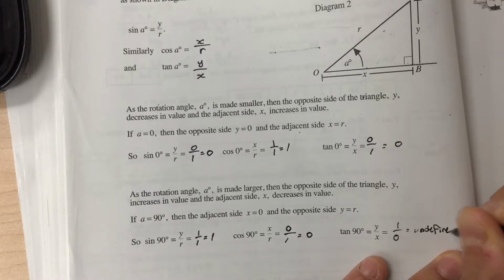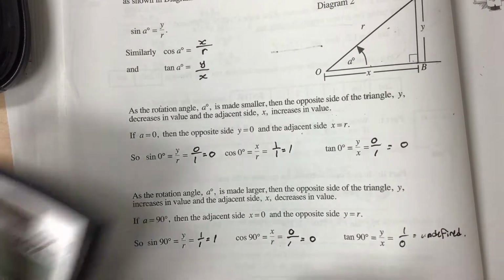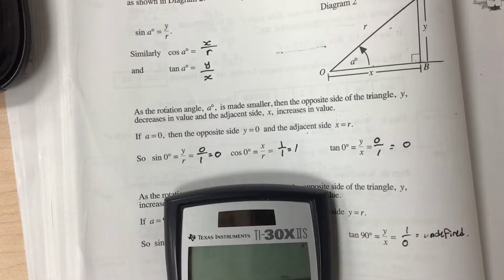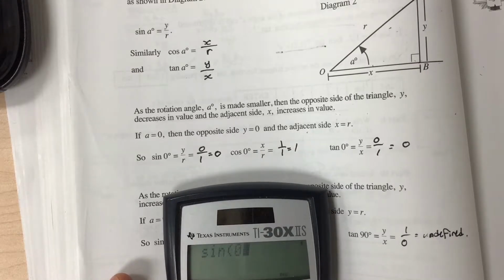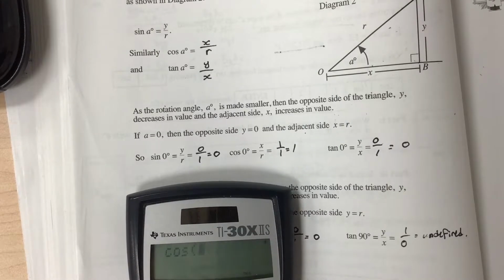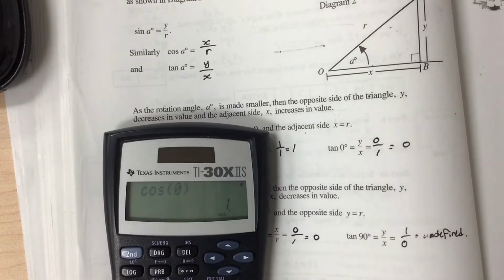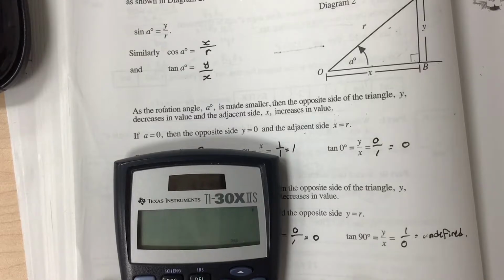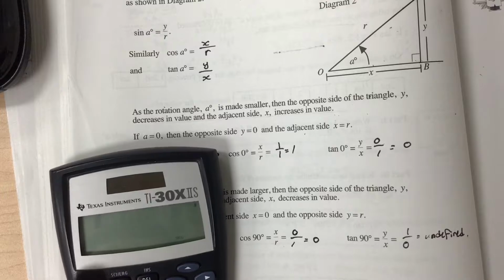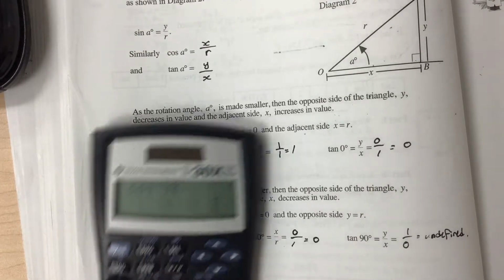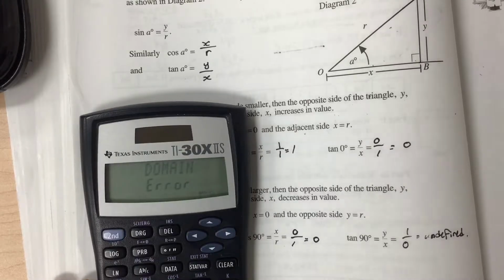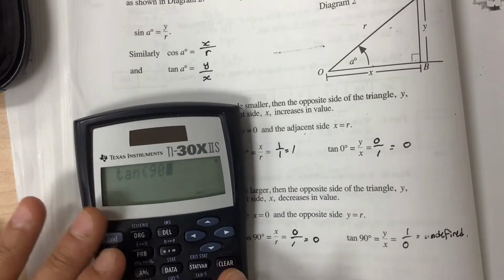So undefined. And we can check these in the calculator too, right? If I have sine 0, I have an answer of 0. If I have cosine 0, I have an answer of 1. And this is why. It's because of these ratios. Tan of 0 is equal to 0. Cosine 90 is equal to 0. And then tan of 90, domain error, undefined.